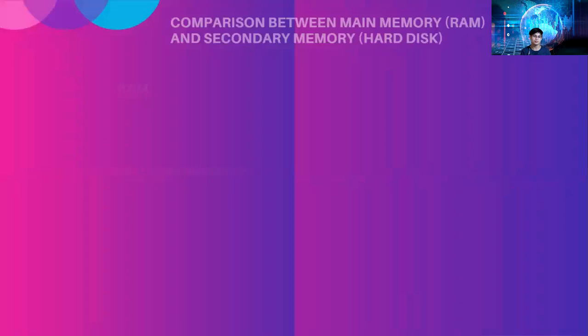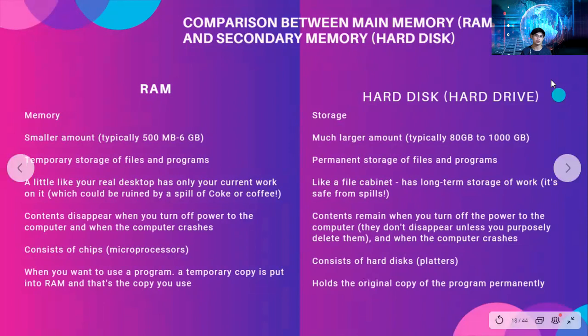So this is the comparison between the RAM and the secondary memory, or the hard disk. The RAM, random access memory, is the memory. The hard drive, or hard disk, is the storage. The RAM is a smaller amount, typically 500 MB to 6 gig, while the hard disk is typically 80 gig to 1000 gig. The RAM is a temporary storage of files and programs. The hard disk is the permanent storage of files and programs.